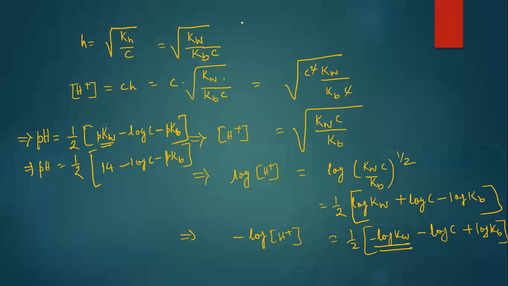Now we'll make a table at this moment. So now we are going to make a table for all kinds of salts and their hydrolysis and whatever formula comes for pH, H and the constant, that is KH. So first salt is strong acid, weak base. Then strong base, weak acid. After that, weak acid, weak base.